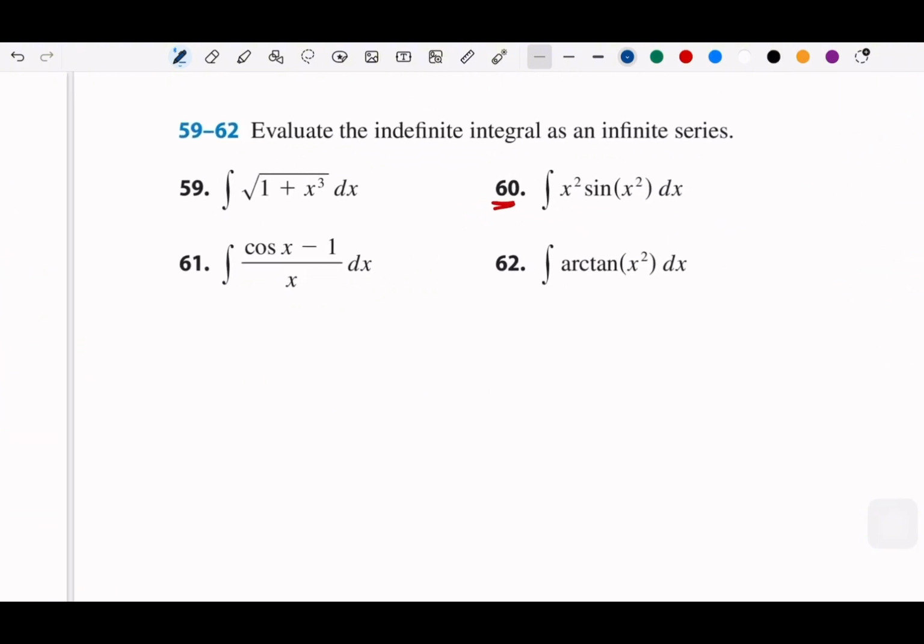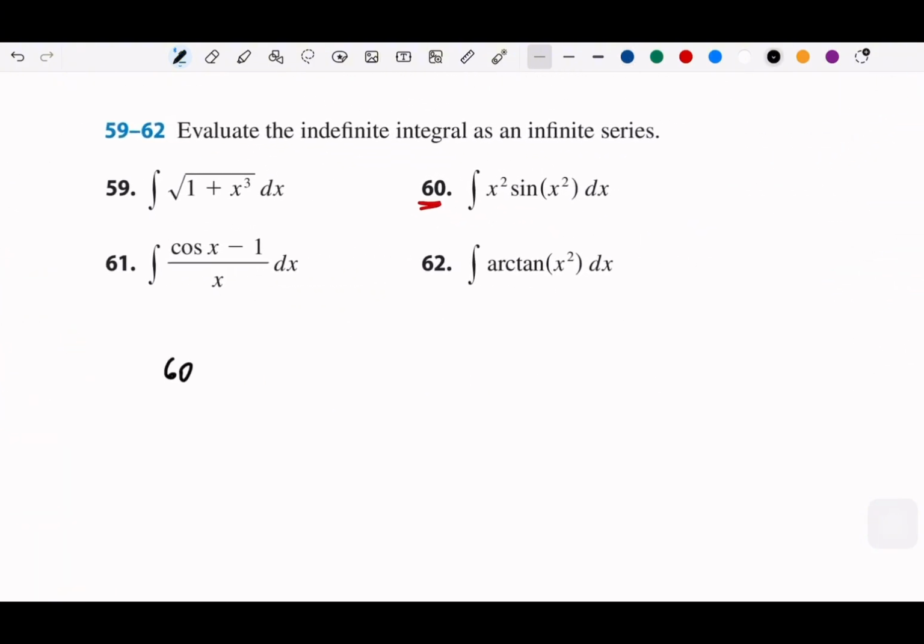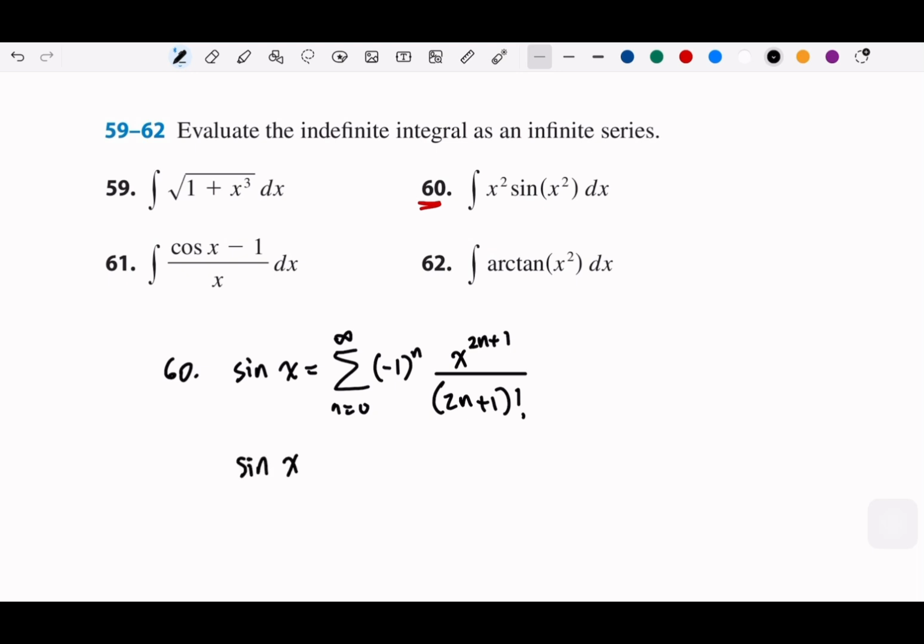So let me write here number 60. I will write from the reference that we need, sine x, which we have done in the previous example. This is supposed to be the odd number factorial. This will be the odd power for x. And then we exchange x with x squared, which gives the exchange in the variable x. So we have x squared and then 2n plus 1.